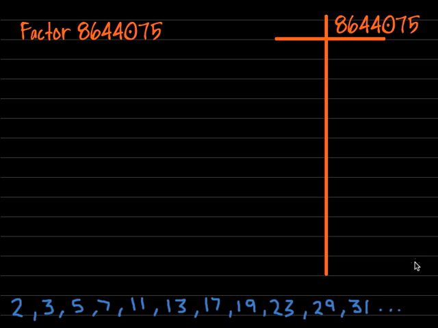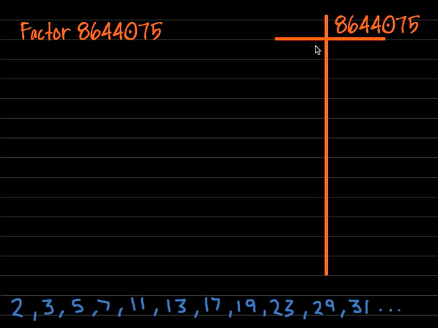Okay, so those are our first few prime numbers. Now, let's try this out. I know that 8,644,075 is not divisible by 2. Is it divisible by 3? So 8 and 6 is 14, 18, 22, 29, 34. 34 is not divisible by 3. So 8,644,075 is not divisible by 3.